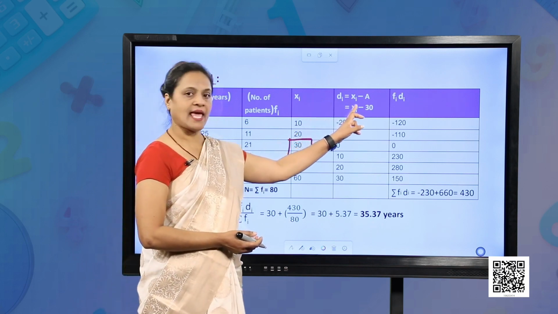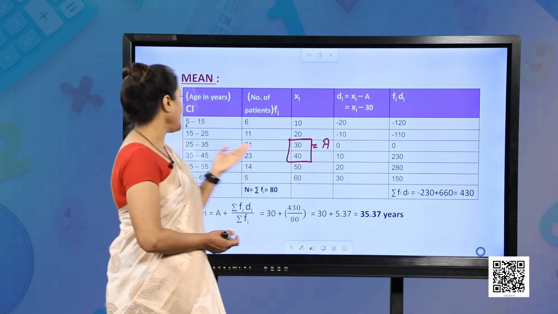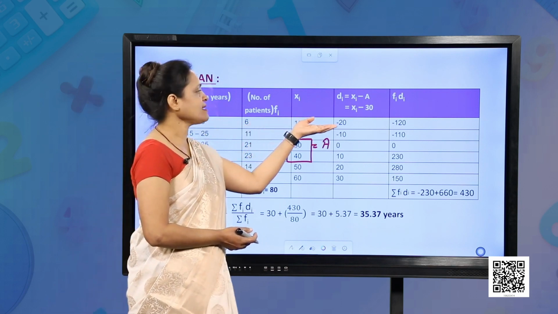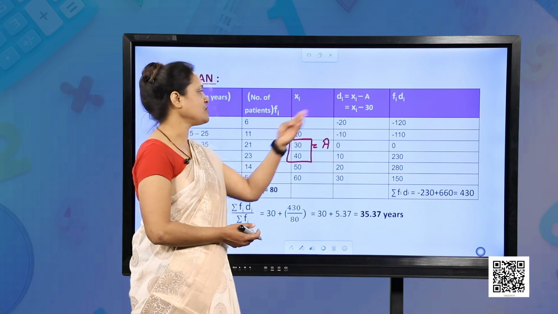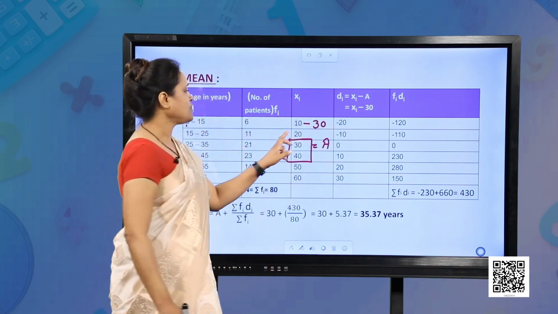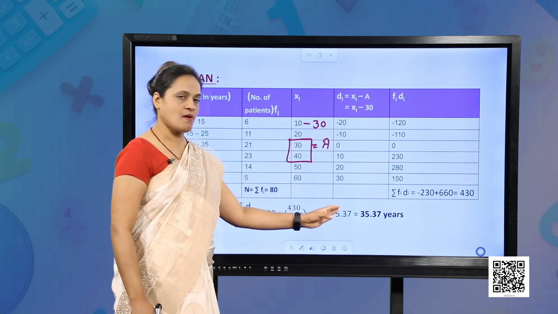So, di was xi minus a. It will be xi minus 30. For each xi, I will calculate it. So, 10 minus 30 will give me minus 20. And 20 minus 30 will give me minus 10, and so on.